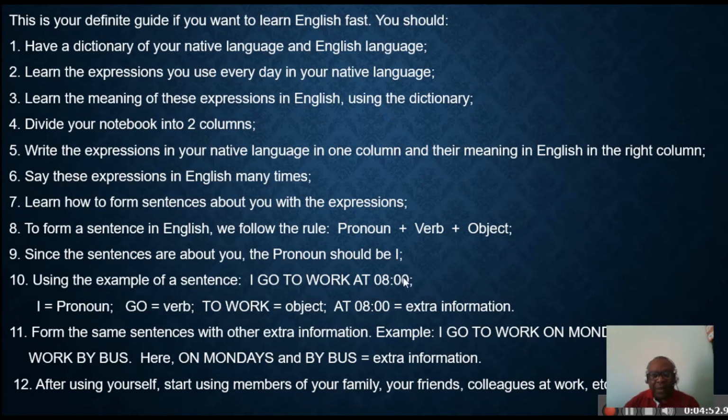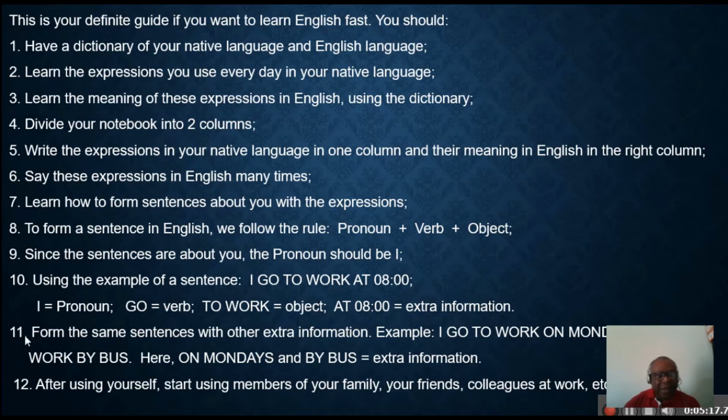Now we have at 8 o'clock. We call this extra information because I can just say I go to work. Maybe I say I go to work every day. So these are the things you must have. I go to work. Any other thing we have aside from that, we call it extra information.